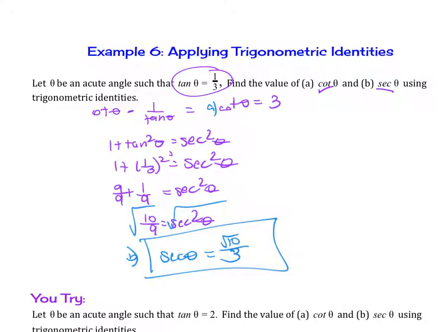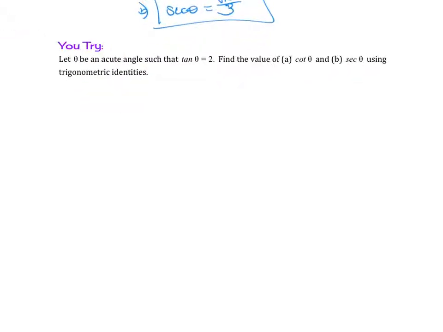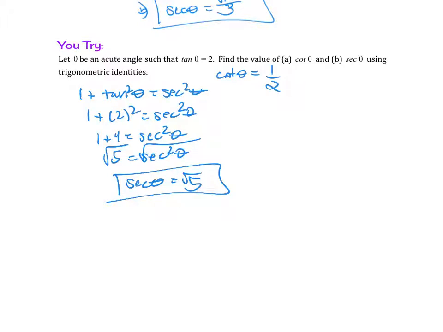So try the next example below. Let theta be an acute angle such that tangent of theta equals 2, and then find the value of cotangent of theta and secant of theta. All right, we've tried this out. You can immediately find cotangent of theta. It's just a reciprocal, so it's 1/2. Secant of theta, when you plug it into the trig identity, you would get secant of theta equals square root of 5.